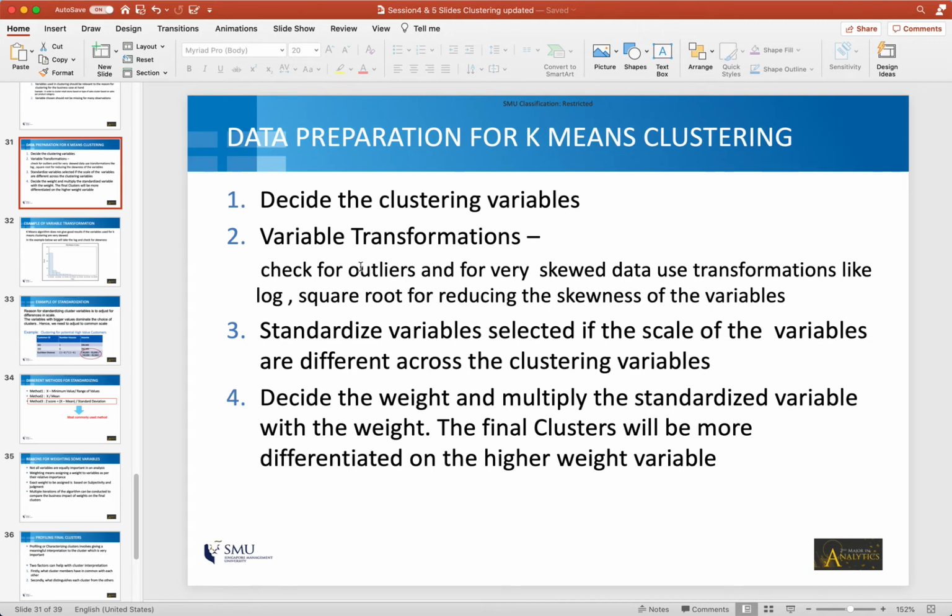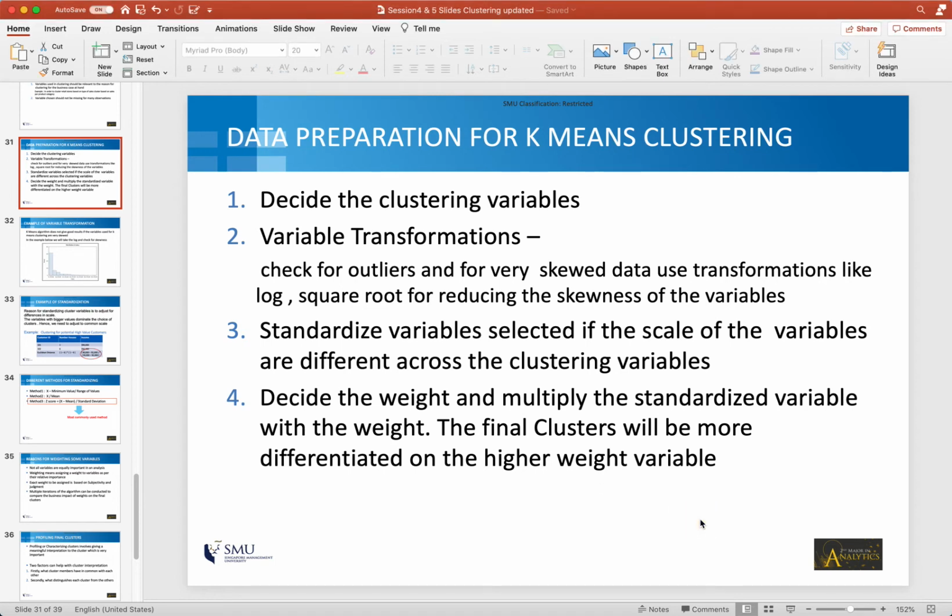Now, when you have reduced the skewness, then the next thing is we want to standardize the variables selected if the scale of the variables are different across the clustering variables. So what does this mean? Let's understand this with an example.